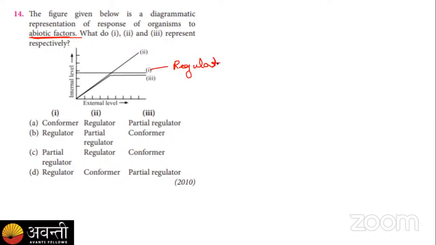So we can say the first is a regulator, which is maintaining its internal body condition. The second is able to change the internal body conditions according to the outer environment. Those are known as conformers, right? And those who are able to change their body according to the environment for a small duration of time, then start regulating, those are the partial regulators, right? So according to that, the first is regulator, the second is conformer, and the third is partial regulator. For this sequence, only option D is the correct answer.